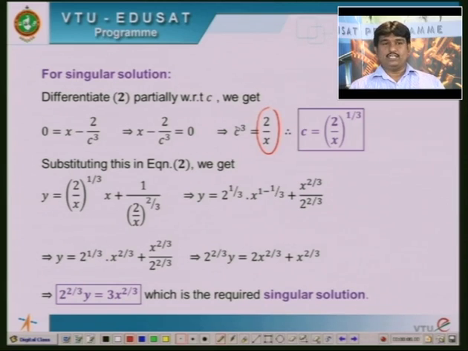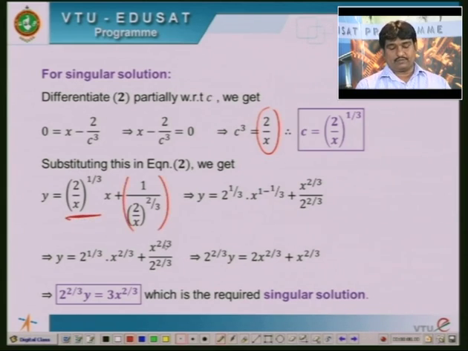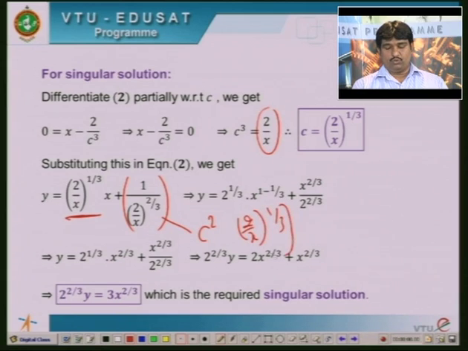You substitute this value in the general solution. The general solution is y equals cx plus f(c), which is (2 by x) to the power of 1 by 3 into x plus 1 divided by c square. This is the c square part: ((2 by x) whole to the power of 1 by 3) the whole square.